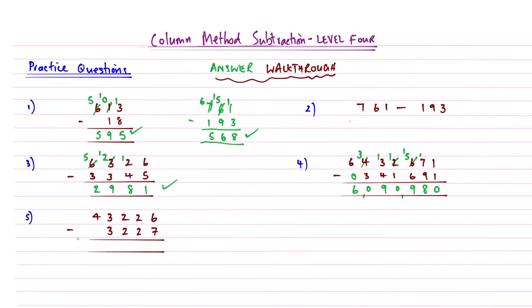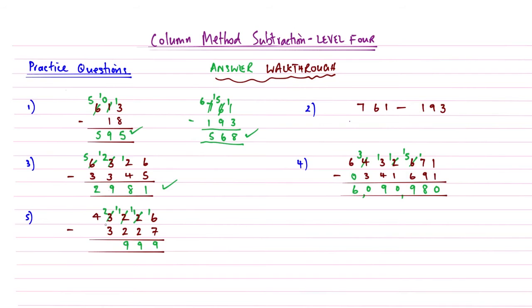And then question 5. 6 take away 7, again we can't do. So we're going to have to borrow from here. This 2 in the tens reduces to a 1, carry the 1. 16 subtract 7, again that gives me a 9. There seem to be lots of 9s in these. Tens column, 1 subtract 2, we can't do, so we're going to borrow. This 1 that we've reduced from this 2, we're going to write it there. 11 subtract 2 gives me an answer of 9 again. Hundreds column, 1 subtract 2, we can't do that, so we're going to have to borrow again. Carry that 1. 11 subtract 2 is 9.